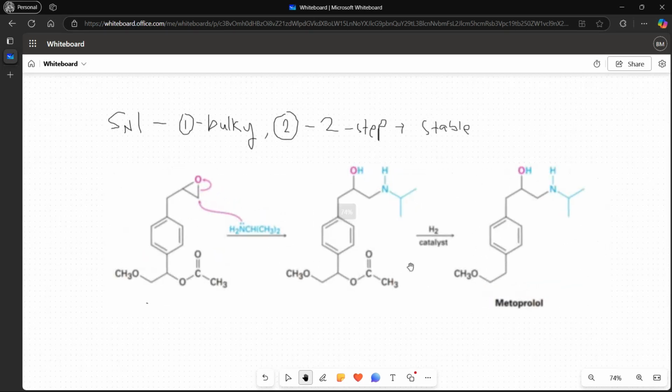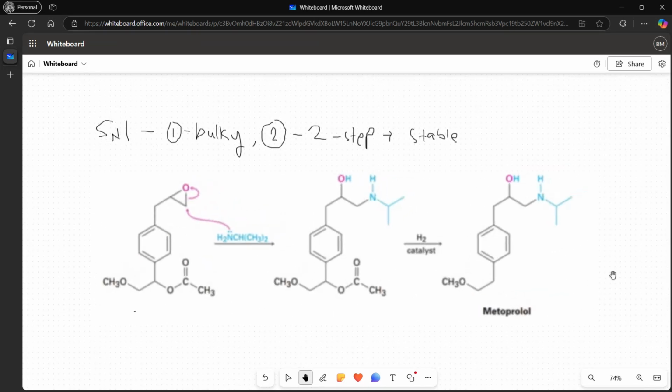Because on your handout or in your book, it says here that metoprolol is actually a beta blocker. So this is usually used as a medication for those with arrhythmia, usually for cardiovascular complications. Okay, so usually it starts with this type of substrate over here, which is an epoxide, because of this ring over here.